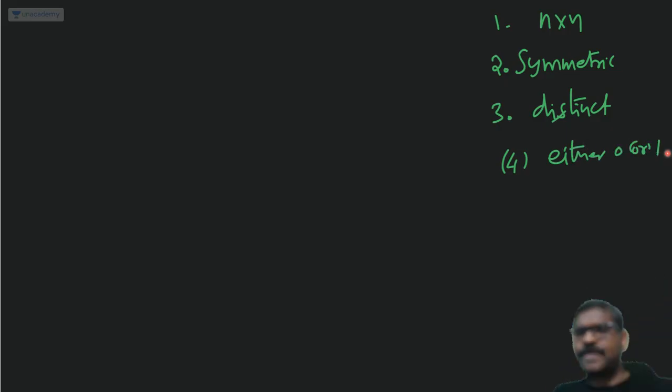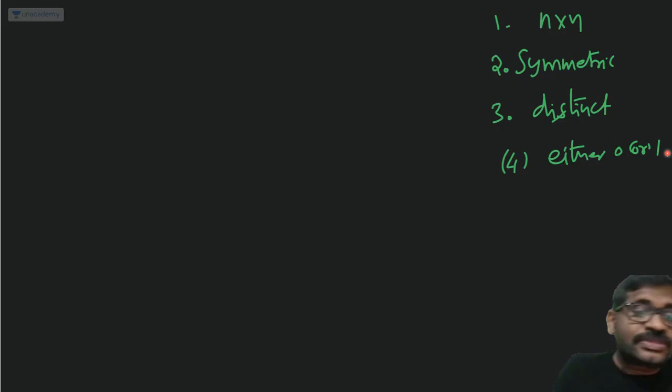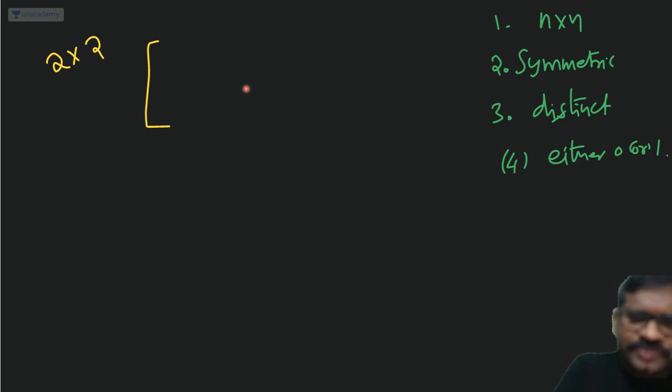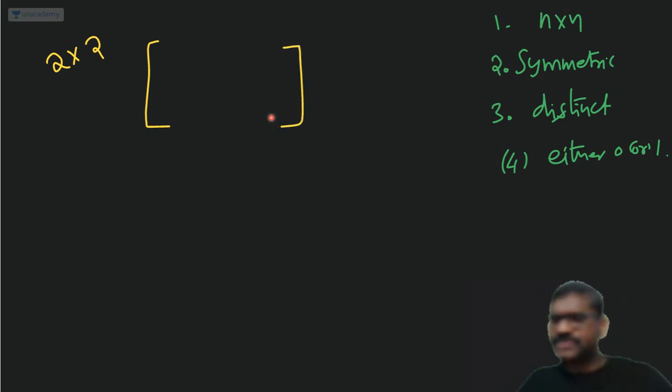Okay, now come here. Refresh your systems. Concentrate here. I am not going to take n cross n matrix. Just I am going to take a simple 2 cross 2 matrix. Now observe. I am not going to take n cross n, just 2 cross 2.